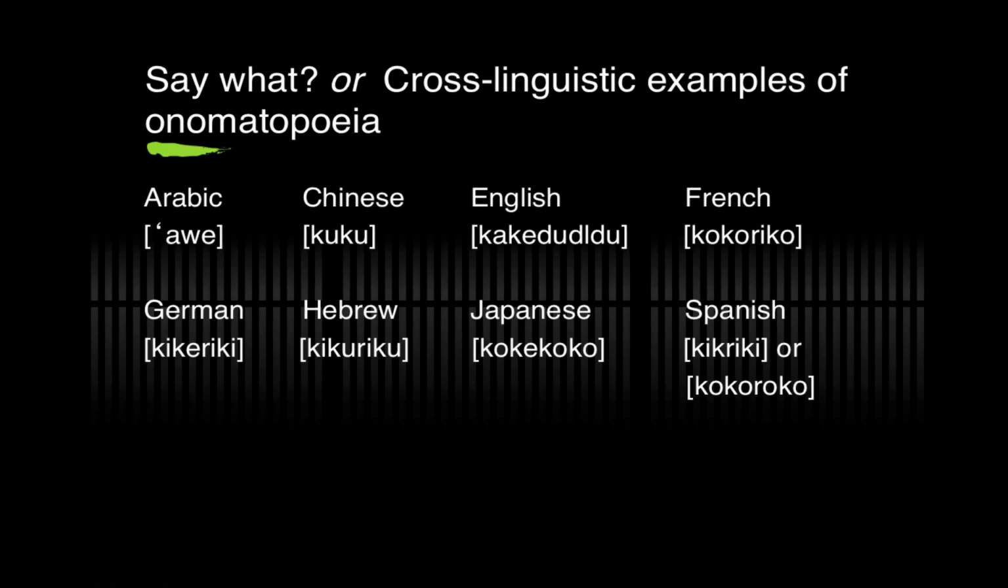The Chinese rooster supposedly goes cuckoo. Here come you guys with the English cock-a-doodle-doo. The French rooster, French speakers tell their children, the rooster goes cocorico. The German rooster goes kikeriki. The Hebrew rooster goes kikuriku. The Japanese koke koko. Spanish, being such a big world language, has a bunch of different ways of referring to the sound that a rooster makes. One is kikriki. I find that one brilliant. It's the same as German. One is kokoroko.